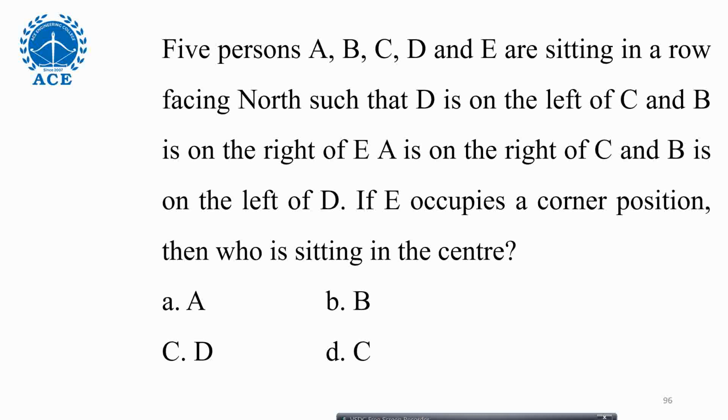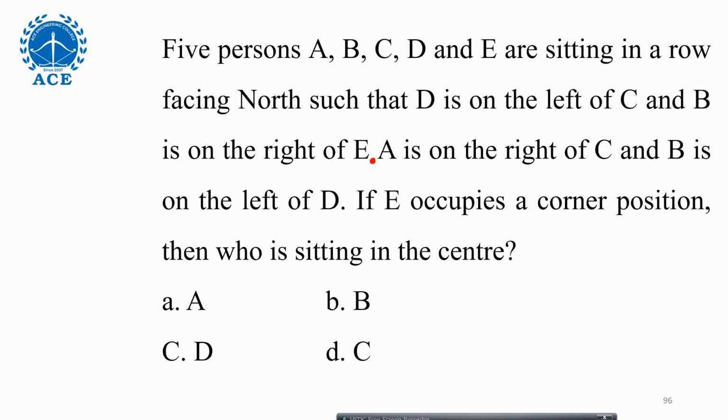Seating arrangements. 5 persons are sitting in a row facing north such that D is on the left of C and B is on the right of E. A is on the right of C, B is on the left of D. If E occupies a corner position, okay, E is at the corner. Corner means it can be left end or right end.